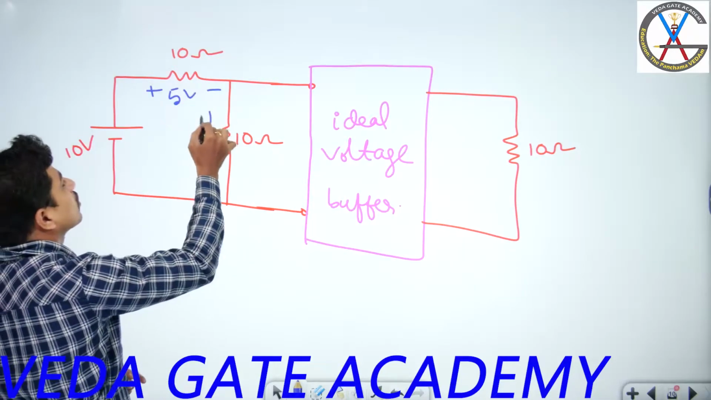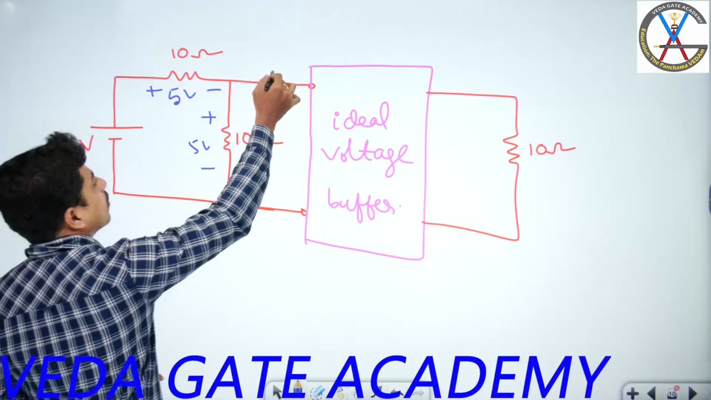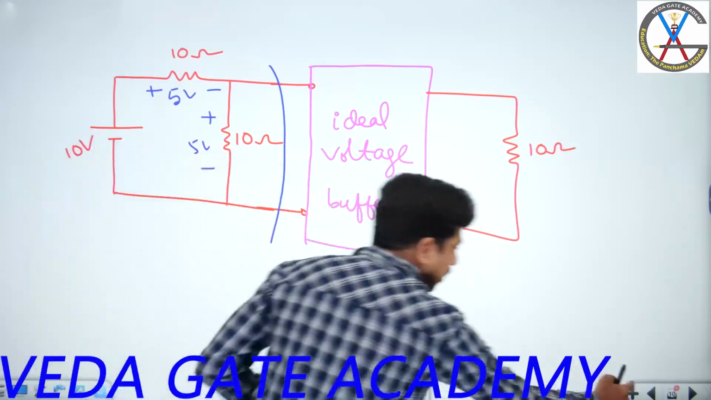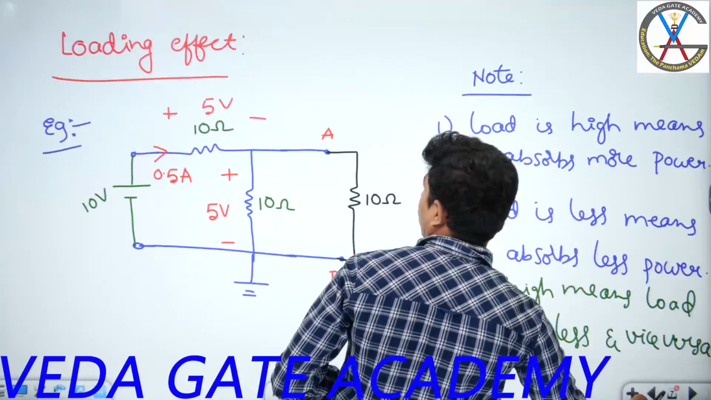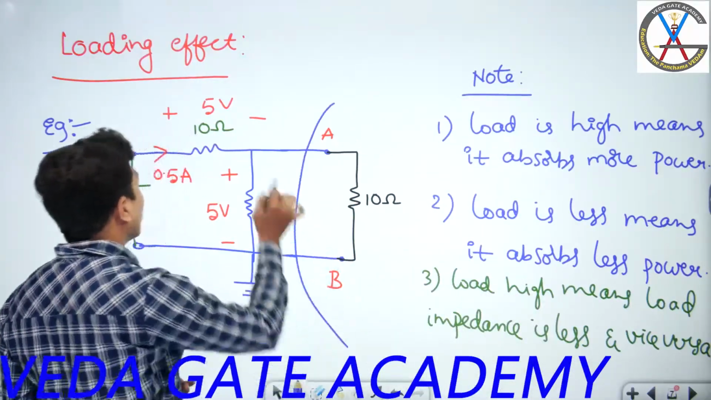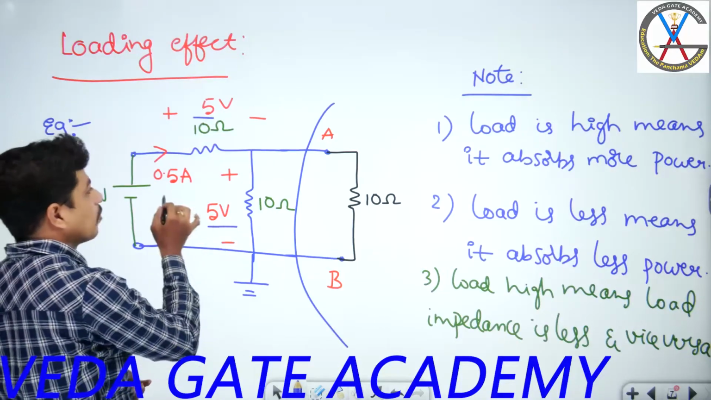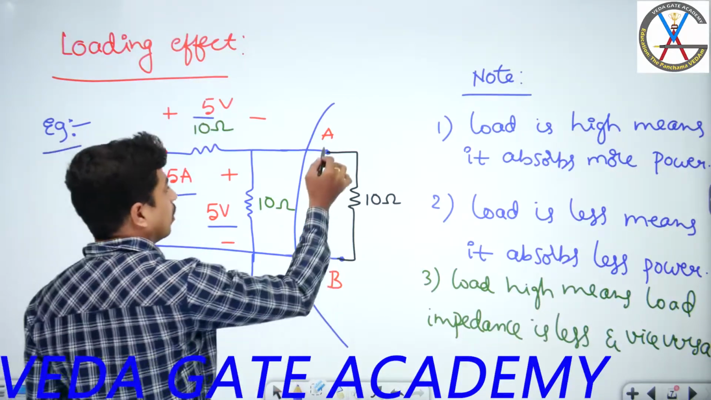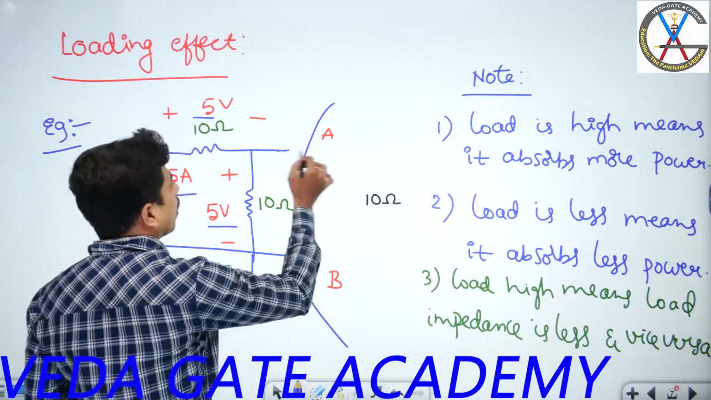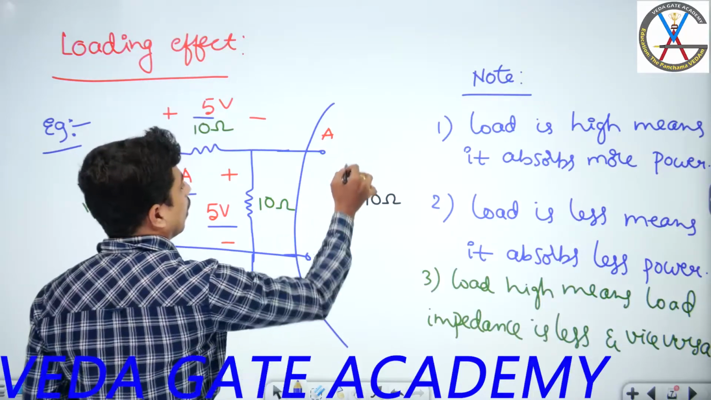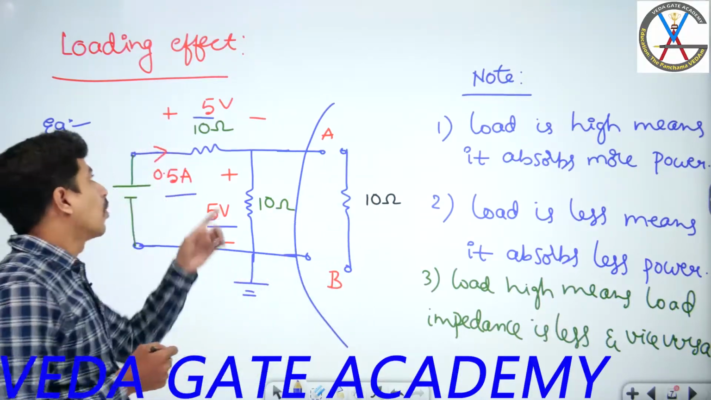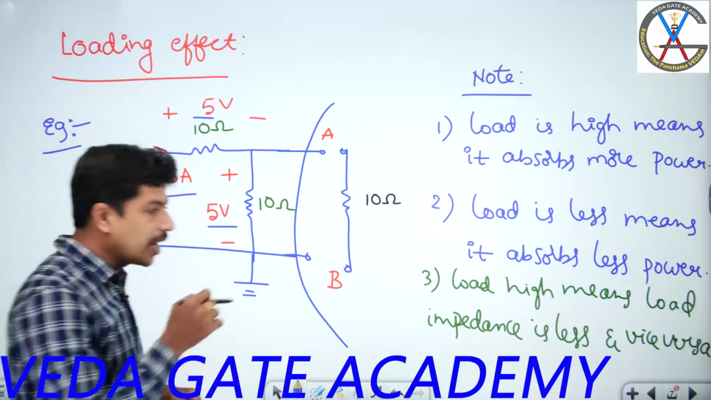This is 5 volts. Without this 10 ohms, if you disconnect that completely, you have to remember, or otherwise I will show you on the board. Without this, what do we have? 5 volts and 0.5 amperes. Without this 10 ohms, what is the voltage? 5 volts and 0.5 amperes.